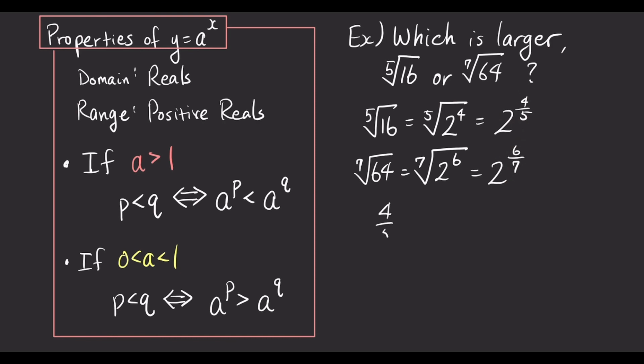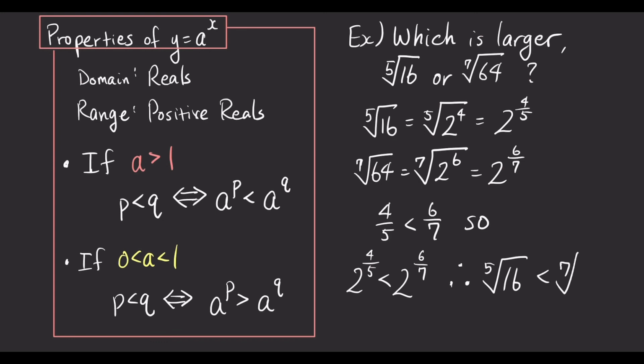So here, which is bigger, 4/5 or 6/7? 6/7 is bigger. So now remember, 2 is greater than 1. So if the exponent is bigger, then the value is bigger. So the answer is 2 to the 4/5 is smaller than 2 to the 6/7. Therefore, the 5th root of 16 is less than the 7th root of 64.